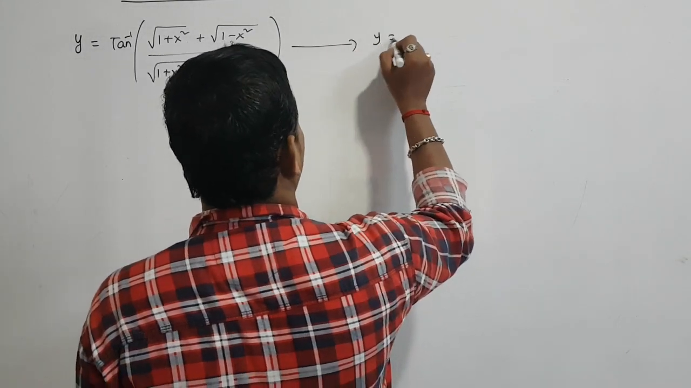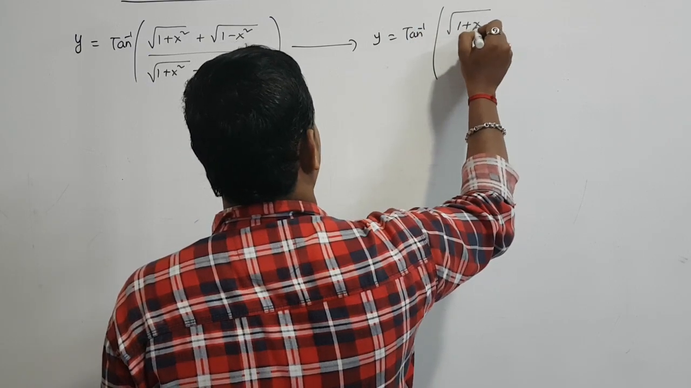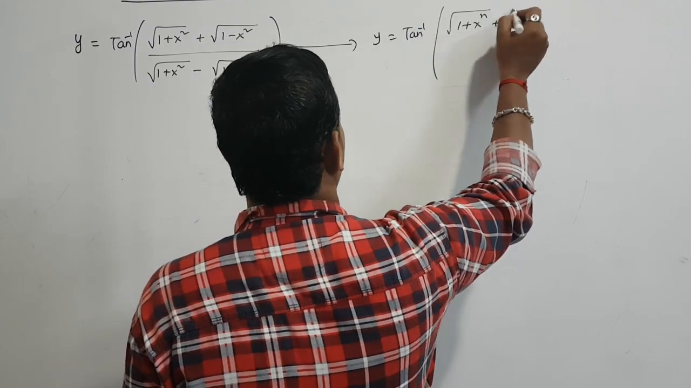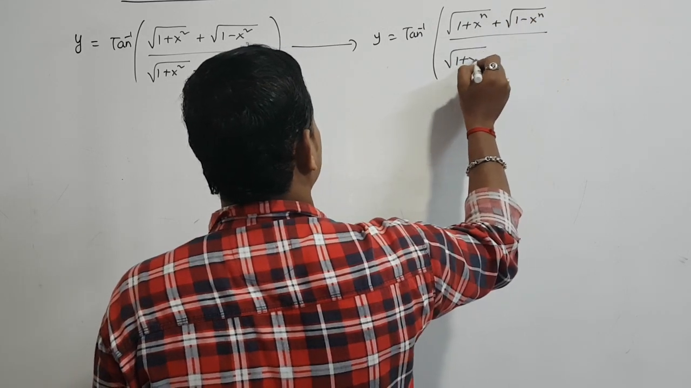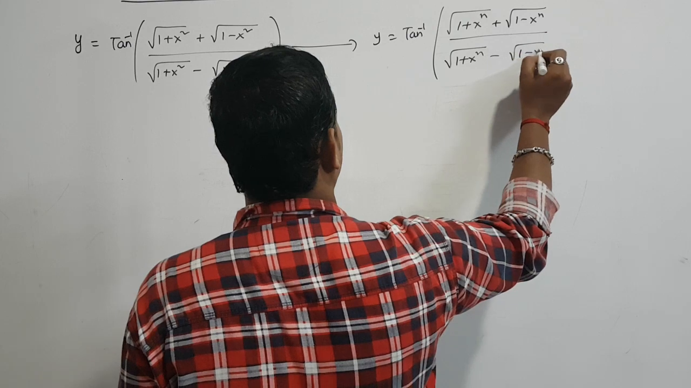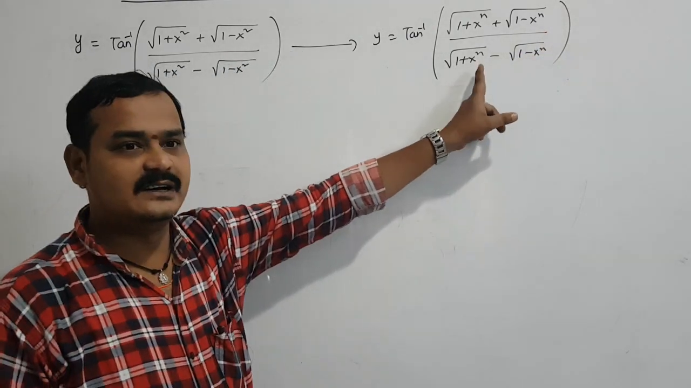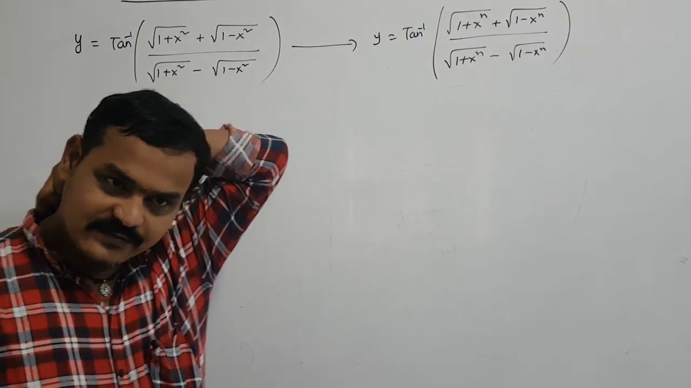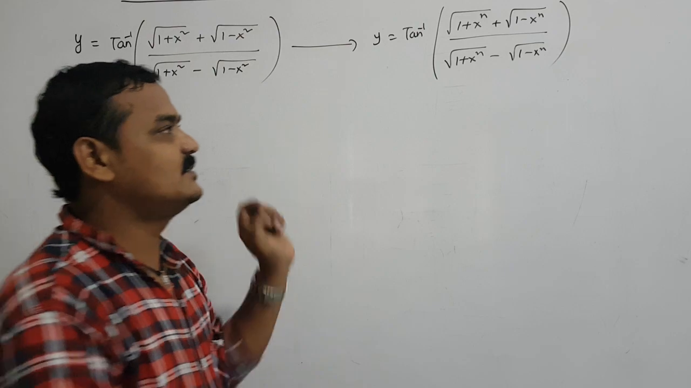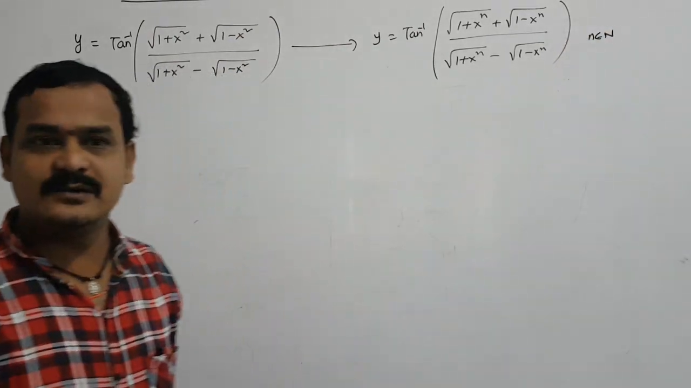y is equal to tan inverse of (root over 1 plus x power of n plus root over 1 minus x power of n) by (root over 1 plus x power of n minus root over 1 minus x power of n). This is the problem coming from this concept. Here you can be given any value for n: 1, 2, 3, 4, 5, 6, any natural number, because n belongs to capital N.